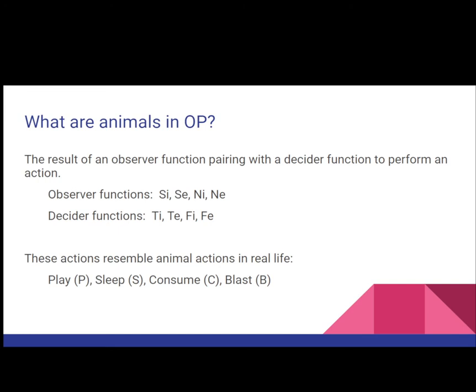The 4 animals in objective personality are called play, sleep, consume, and blast. So animals play, animals sleep, animals consume food and drink. Now, what's less obvious is blast. How do animals blast? What does blast mean exactly? Blast would be like building something for the tribe, kind of like a bee colony or a beaver building a dam.